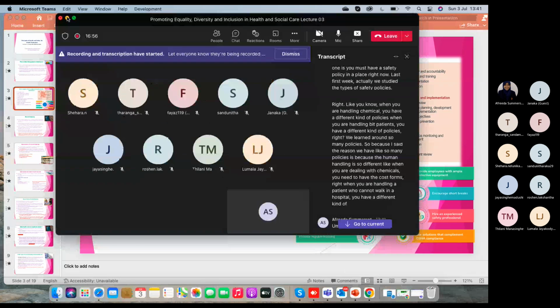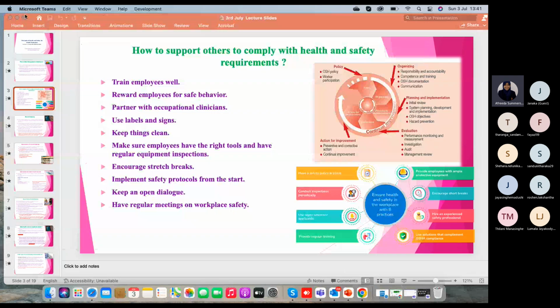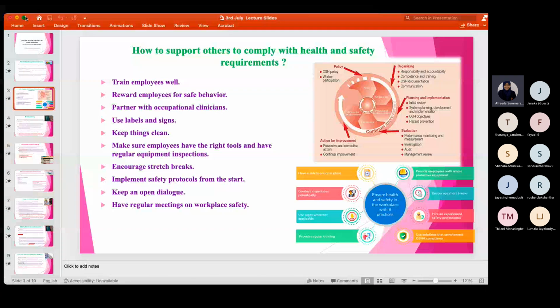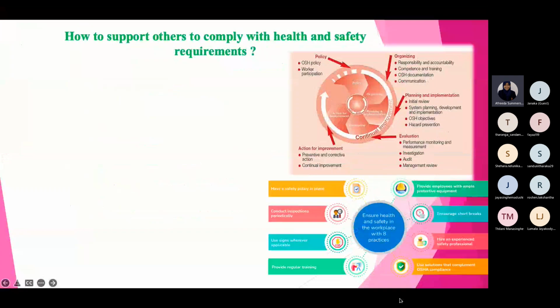Okay. You will have a different kind of policy. So you need to know what the policies are based on the situation. So the first one is safety policy in place. Then the second one is you must conduct inspections periodically.